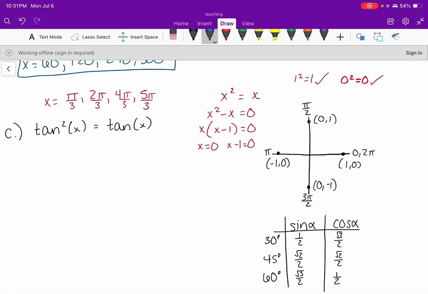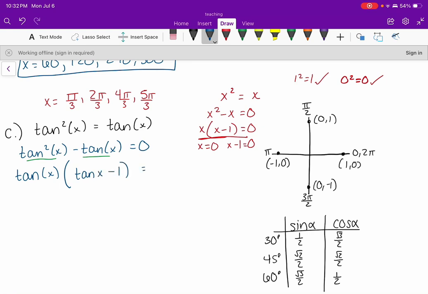So right now, I'm going to move everything over. So I have tangent squared x minus tangent x equals 0. Now I have two terms that both have tangent, which means I can pull a tangent out to the front, just like I did here with this x. And I'm left with tangent x minus 1, and it still equals 0. Then I can make my two equations, so tangent x equals 0 and tangent x minus 1 equals 0.